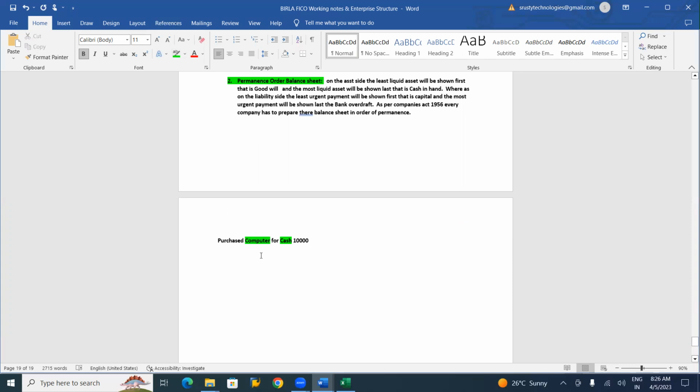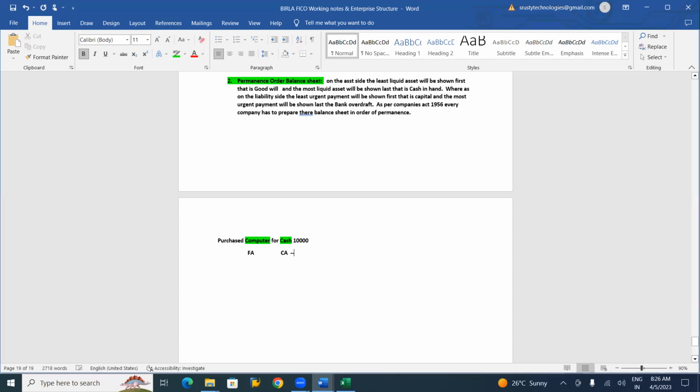But a computer comes under which account group? You remember, in books of accounts, in the initial stage, we classify the accounts. So computer, for example, we are going to consider as a fixed asset, and cash comes under current assets, right? So these are called account groups.